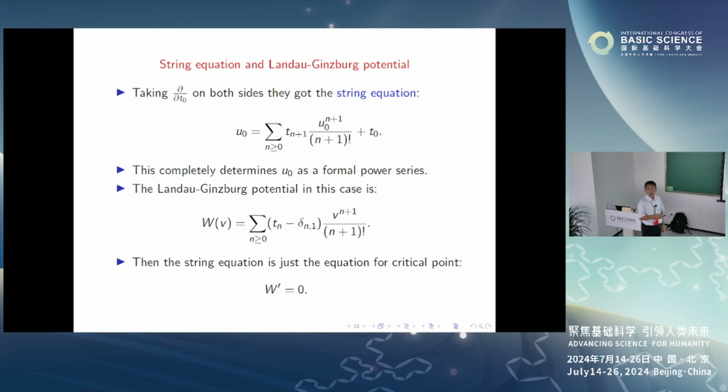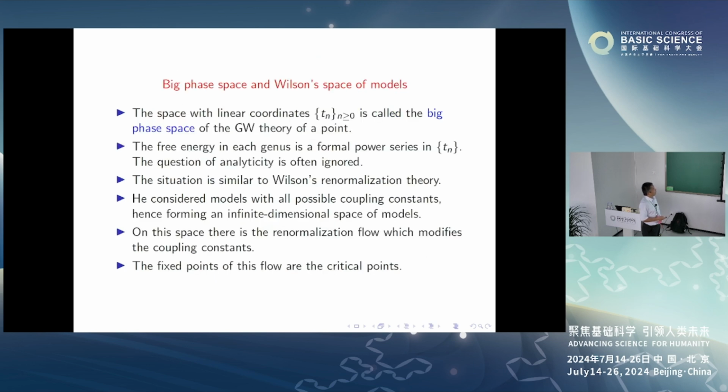So the string equation is just the equation for this Landau-Ginzburg potential in this setting. And then using this equation, you get U0, and you have a hope to express everything in terms of U0. Okay, so let me say something more and make a comparison with Wilson's renormalization idea.